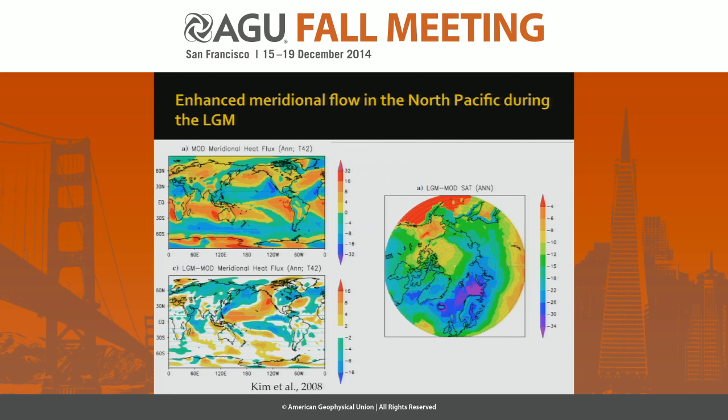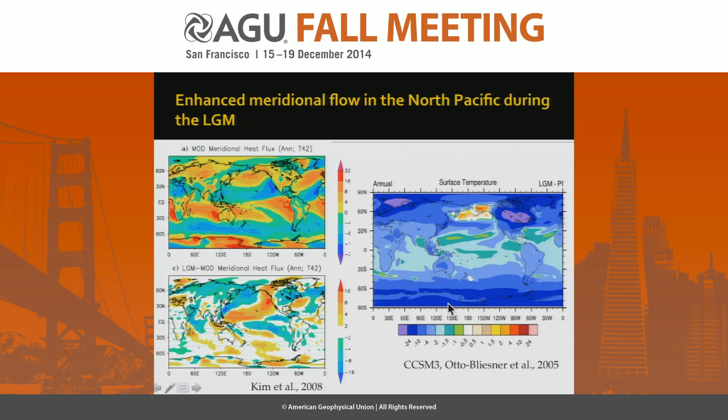But if we look at what's happening in the LGM, many models predict enhanced meridional flow into specifically the Northeast Pacific. This is an atmospheric model, Kim et al., 2008, and it shows the difference in the meridional atmospheric transport between the modern and the glacial. Really you see the strong heat transport right into the Gulf of Alaska. This is the difference in surface temperature that results, so you see much warmer temperatures in the Gulf of Alaska region relative to the North Atlantic.